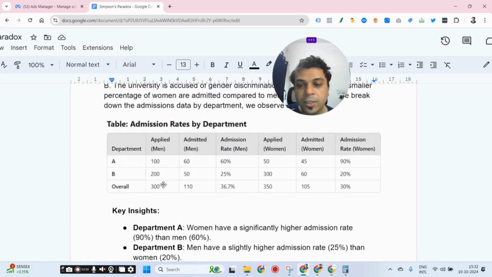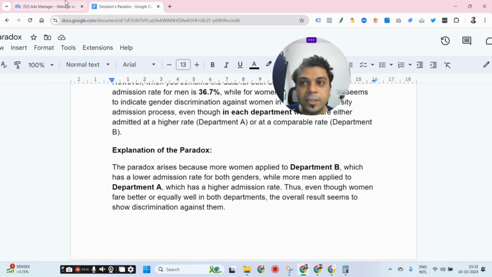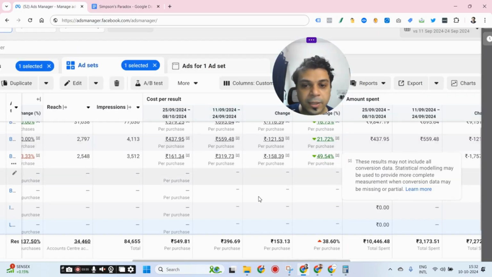This is called Simpson's paradox, and we've now seen an example from social science. We'll now see how it can be applied in the context of performance marketing.